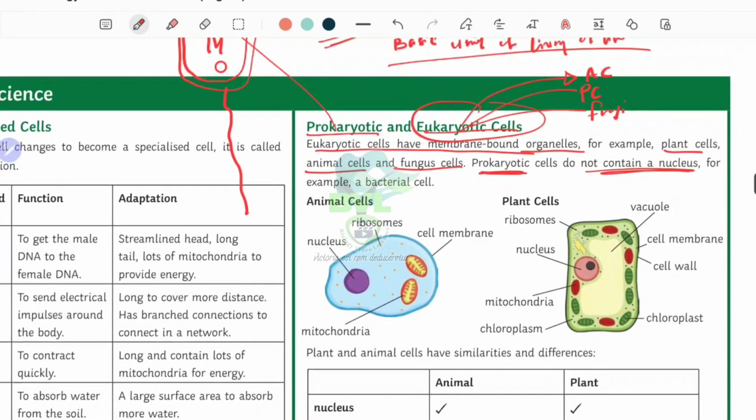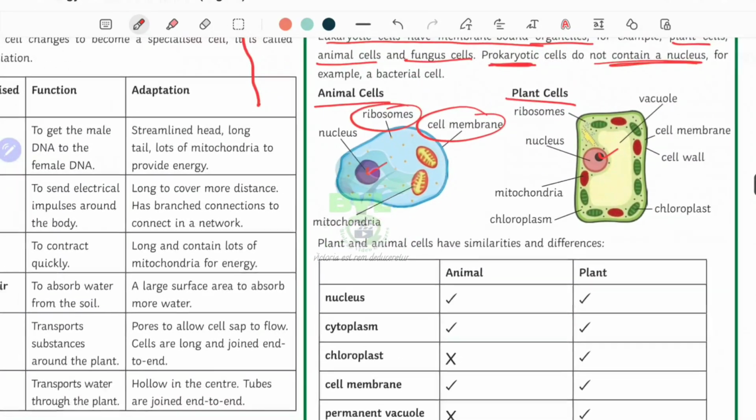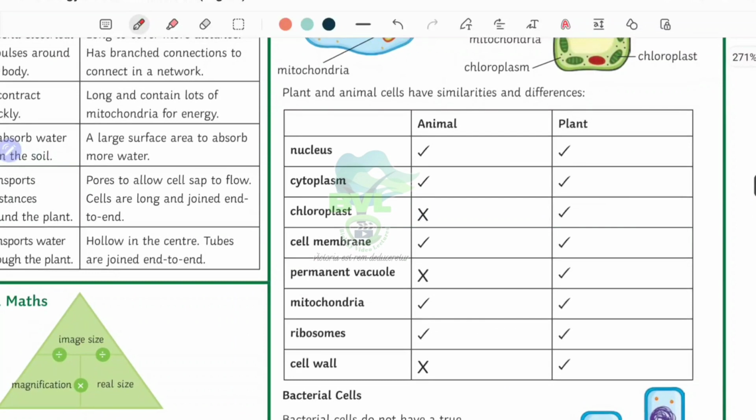Now, focusing on the eukaryotic cell, in this case animal and plant cell. They both have a nucleus, like we said. They both have ribosomes, a cell membrane, and all that. Now, you should take note of the things that are peculiar to the plant cell. It's a common thing you should know, it's very common.